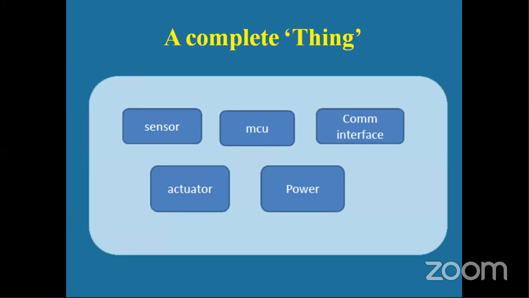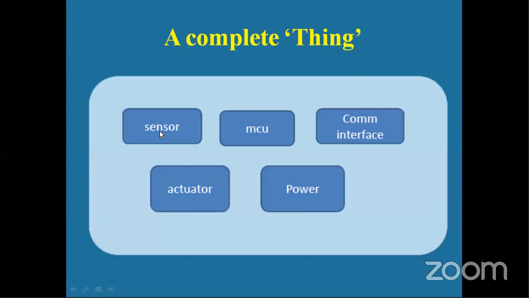The hardware contains these things. It should contain first an MCU. MCU is a controller, called a microcontroller. A microcontroller is at the heart of IoT. It is the brain of IoT. It is where the computation is done. A thing should contain a sensor. A thing should contain an actuator.